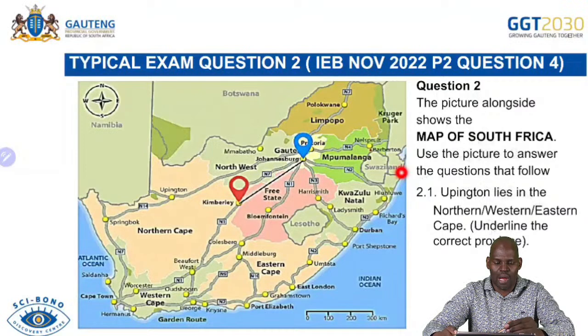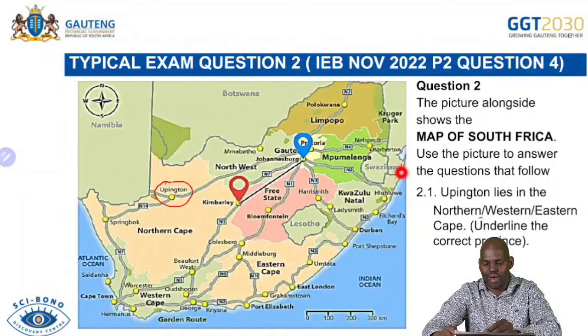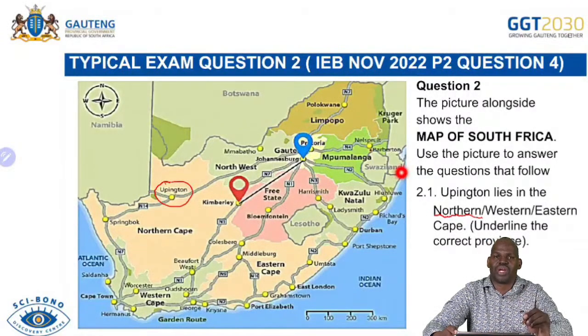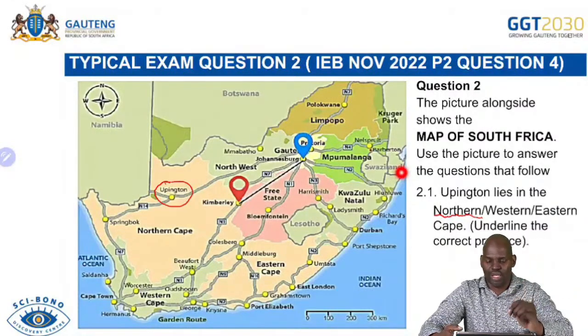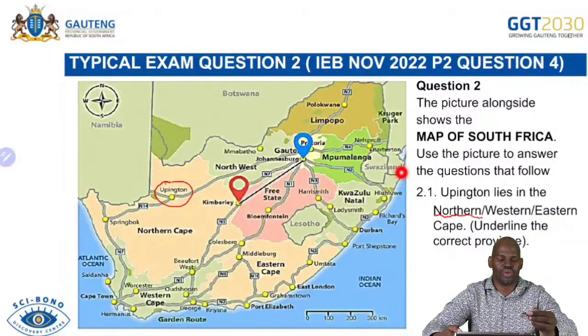So if you look at the map of South Africa, we're looking for Upington. Here is Upington. If you look at the province, you will see that Upington is in Northern Cape. So if we have to underline the correct answer, it will be Northern. We've got Western, we've got Eastern, and it's Cape. Just by underlining Northern, you say the answer is Northern Cape. So that is the answer for 2.1. Upington is in Northern Cape.